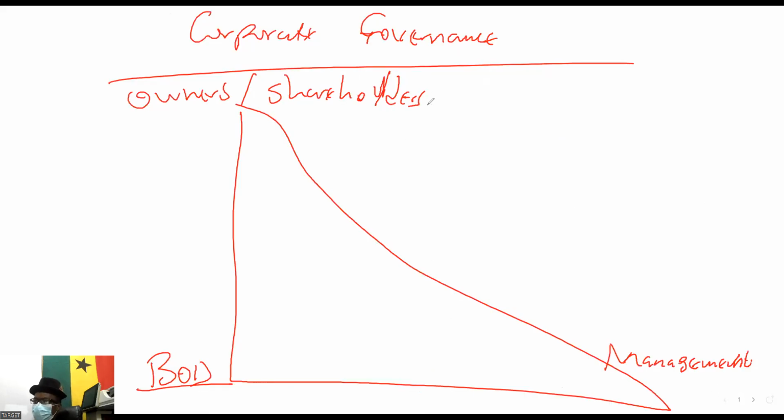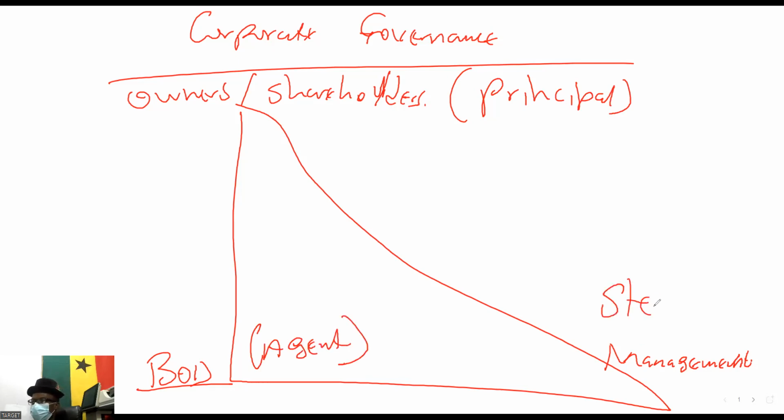Here, shareholders have appointed agents. So this one is the principal. They have appointed an agent. This is the agent. And these ones are called stewards. So if you have heard of the triangle of corporate governance, that's what it means. And these are the actors of corporate governance. So you must know what the shareholders do, the board of directors, and then the rest.